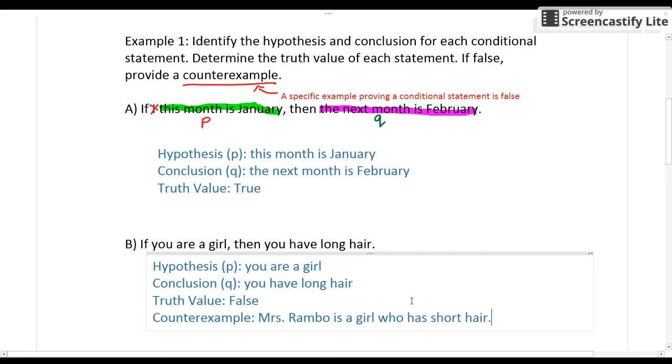So you want to refute both pieces. You want to show me an instance where the hypothesis is still true. So Mrs. Rambo is not a guy, she's a girl, but she doesn't have long hair, she has short hair. So that's what you want to be careful with your counterexample. The hypothesis, no matter what, shall always be true, even in your counterexample. But then you'd show me that the conclusion is false. All right?